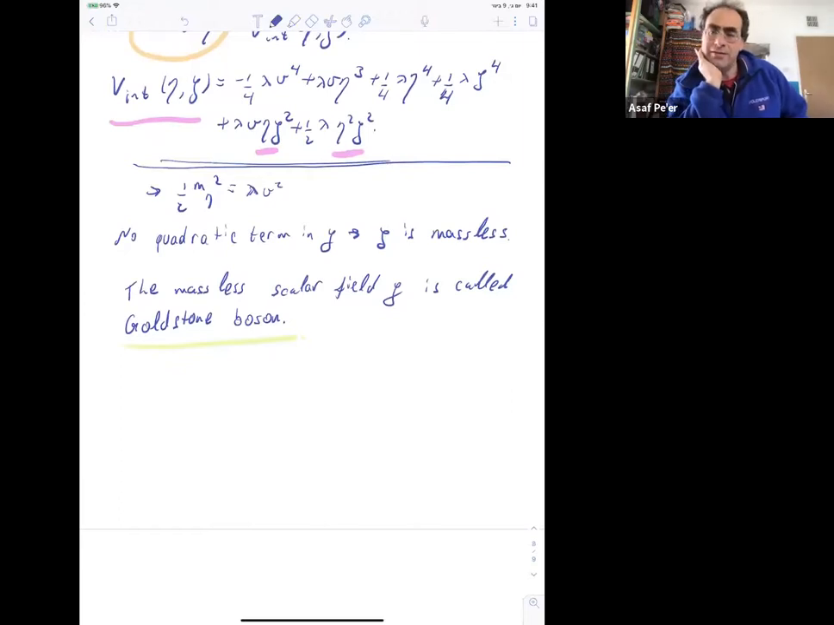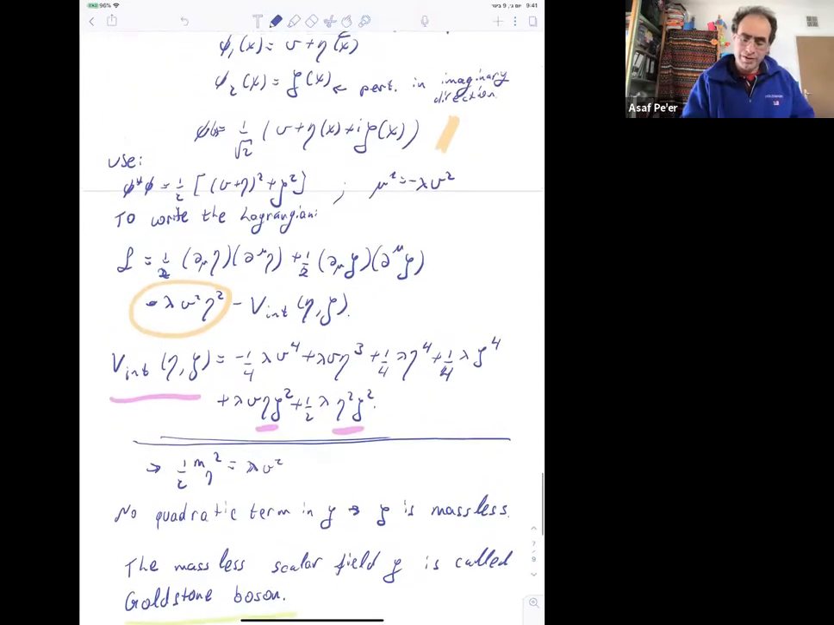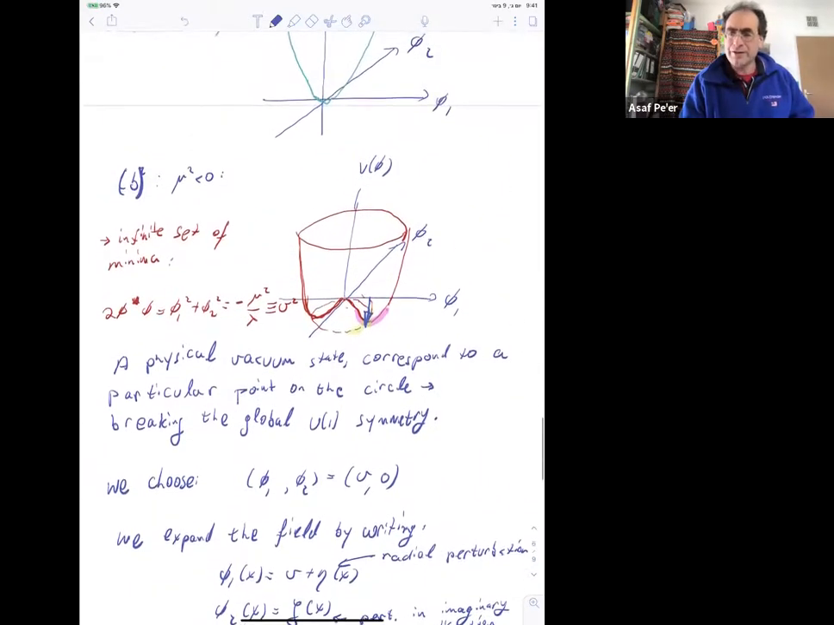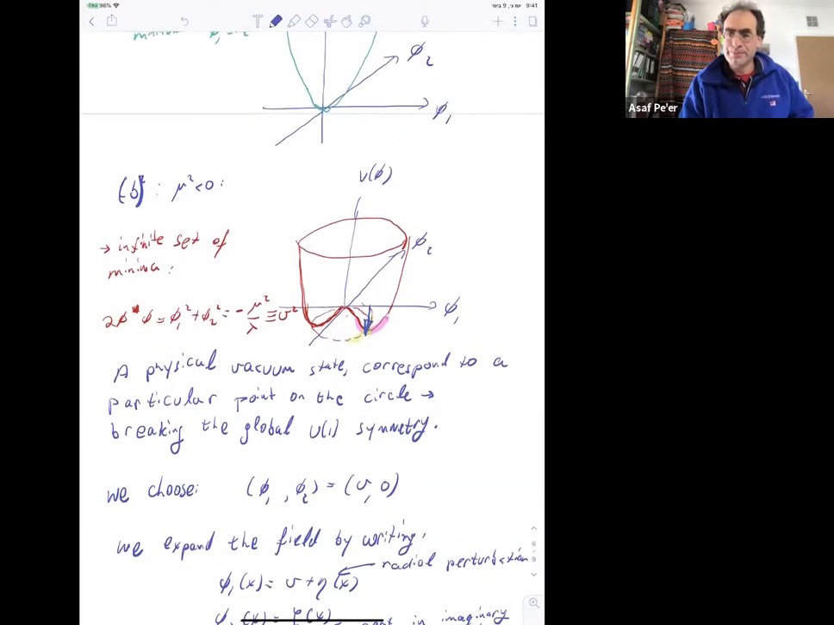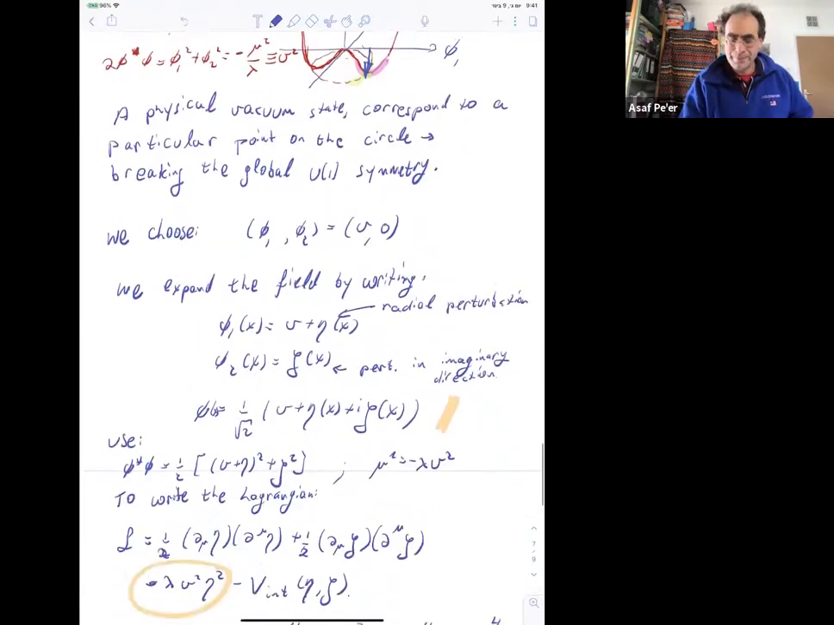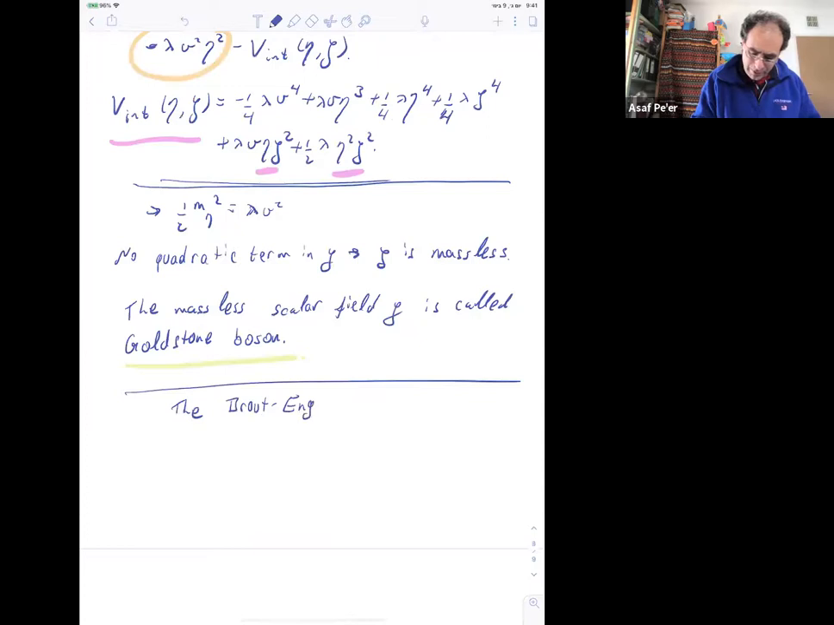Anybody want to guess? Vector field? No. We had a breaking of a global symmetry, right? But what do we have in the standard model? We have local gauge symmetries, right? So that's what we're going to speak about now. And that's called the Brout-Englert-Higgs mechanism.